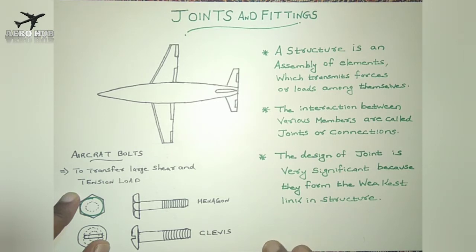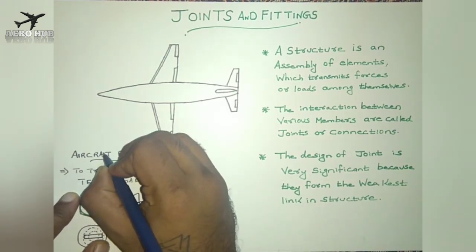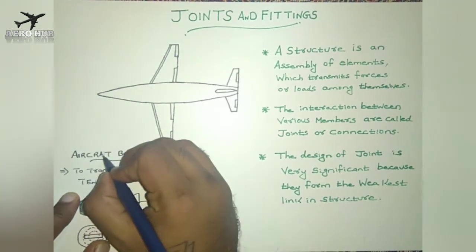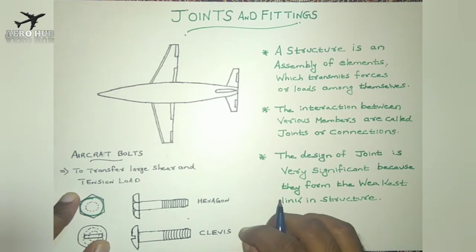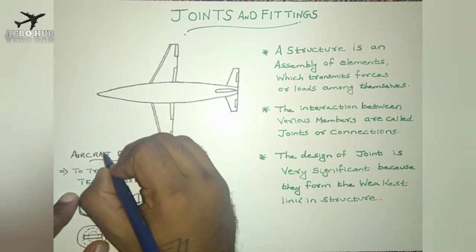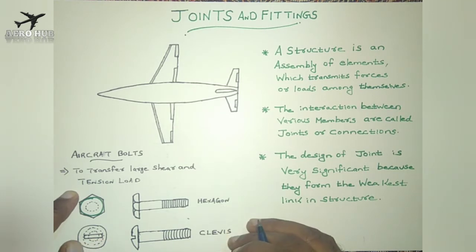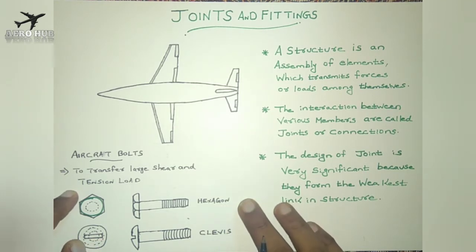In this lecture we will see more about the types of bolt as well as the types of rivets used in airframe design. These aircraft bolts are mainly used to transfer a large amount of shear as well as tension load. We use two types of bolt. One is the hexagon bolt, and the second one is the clevis bolt, and you can see the image here.